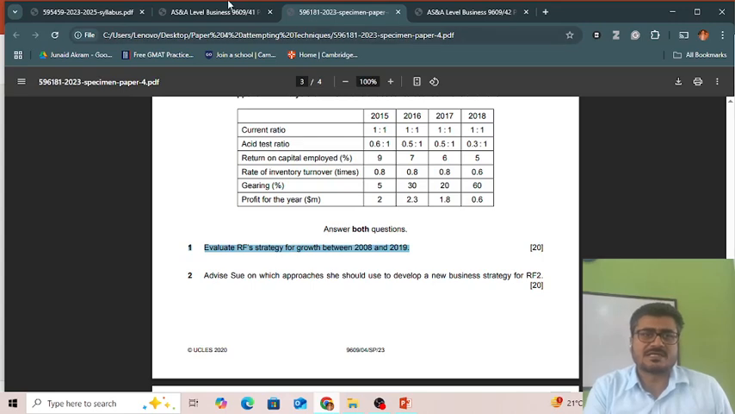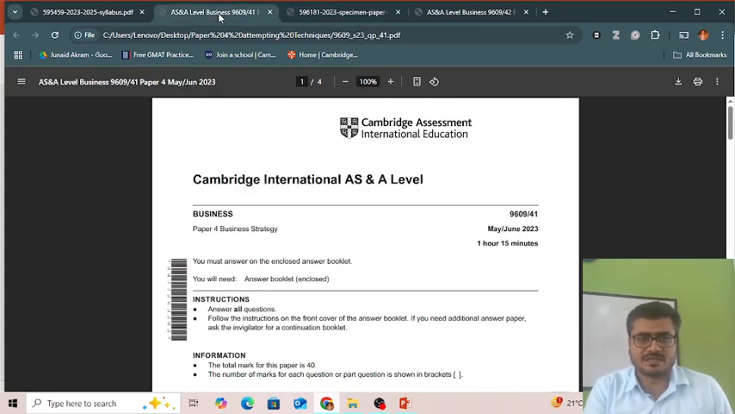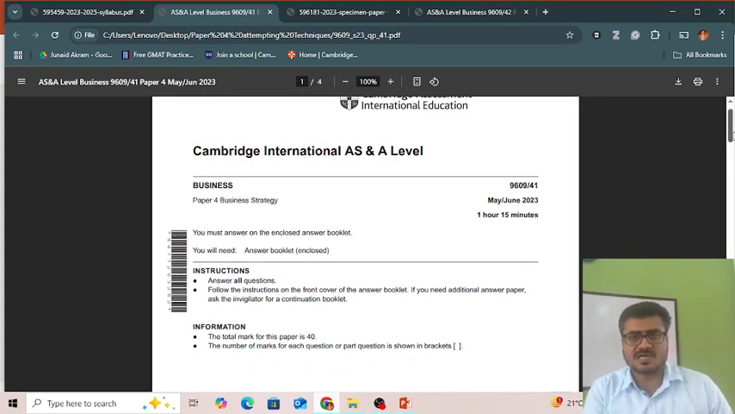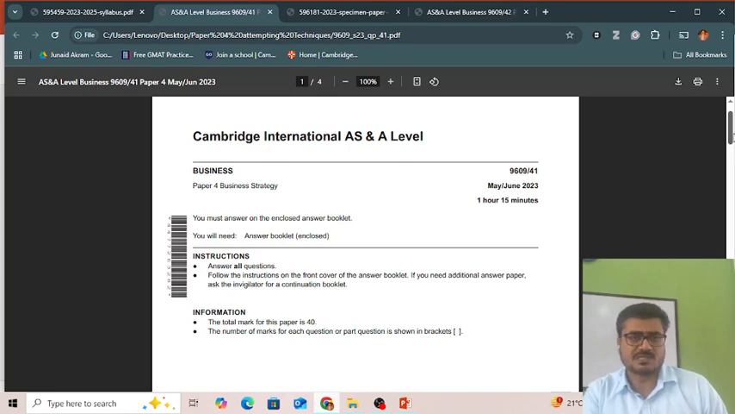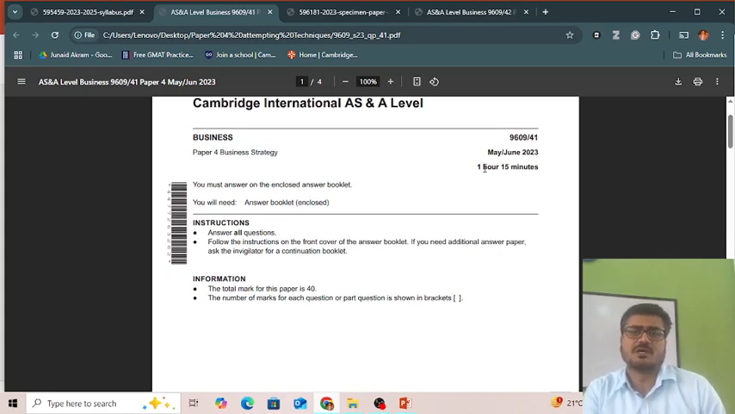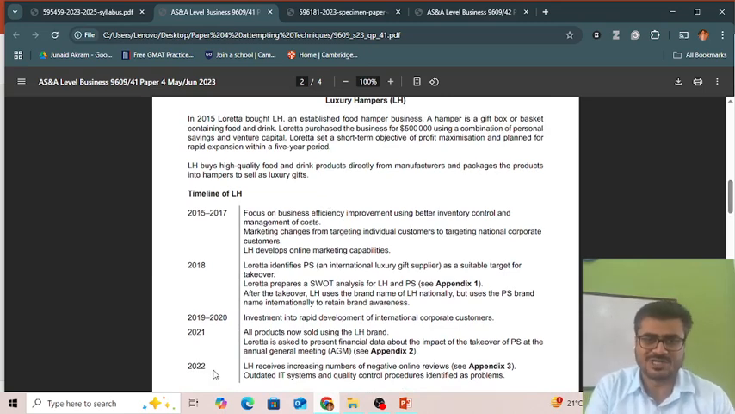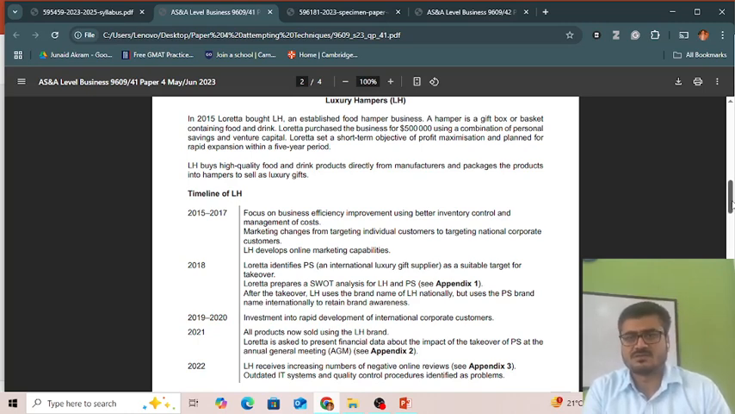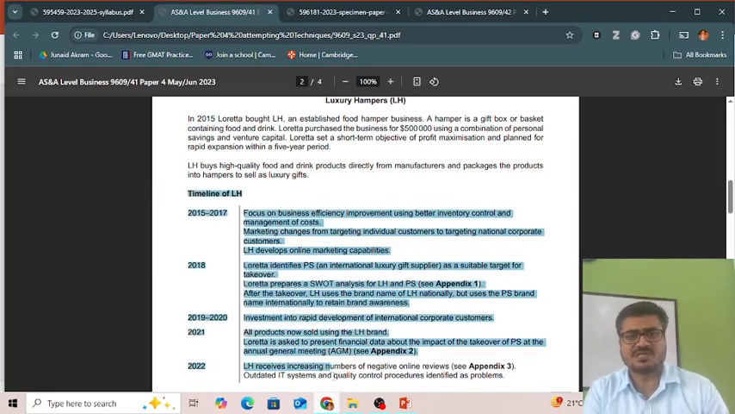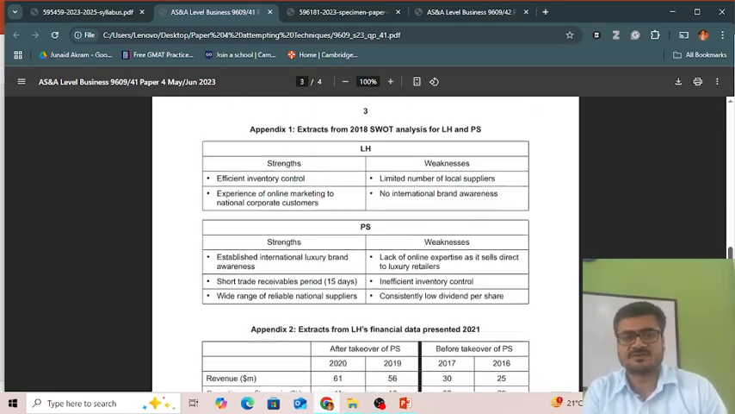Another example can also be seen in another paper. This is also the paper for Business Strategy, the May June 2023 paper. Here we can see the timeline is also provided, from 2015 to 2022. The first question will always be based on the timeline, and the information is provided year-wise, and appendices are also given for further information and for clarifying the data.